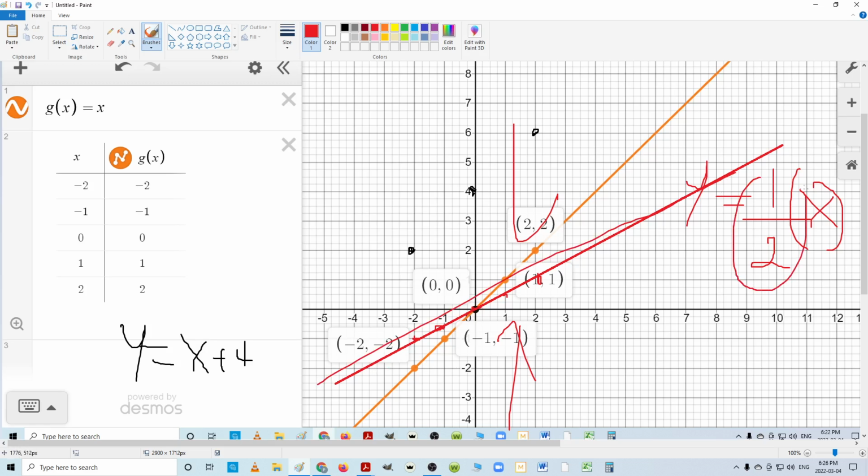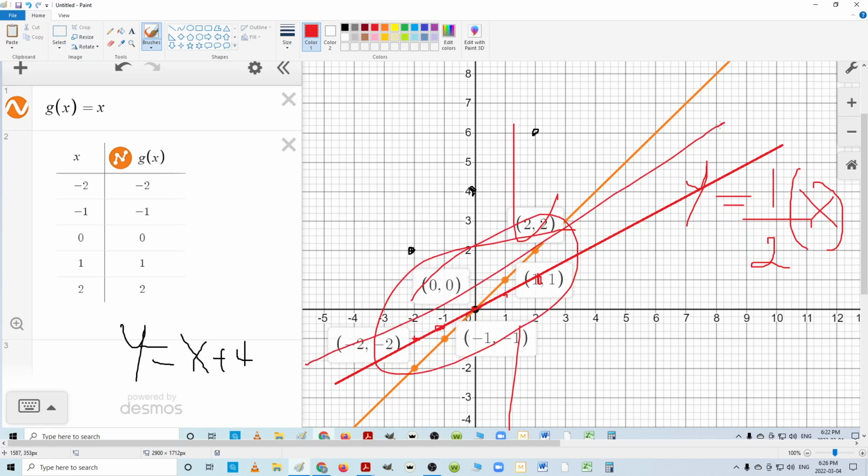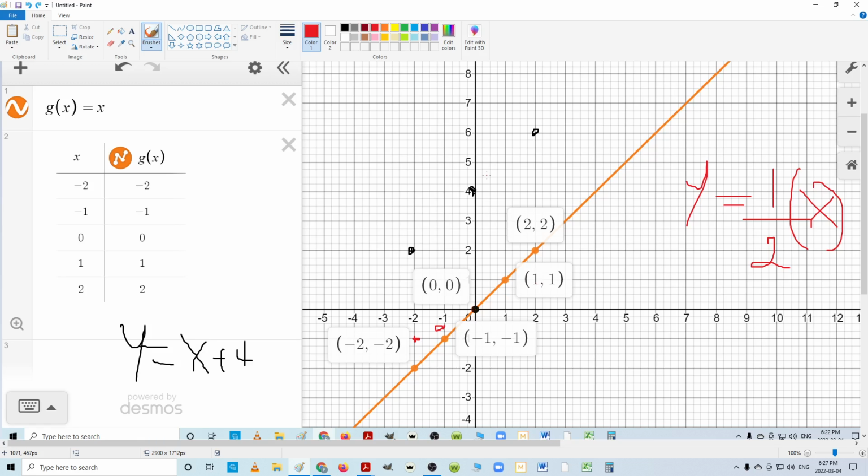This is called a vertical compression instead of a stretch. Compression by a factor of a half. But it also helped me plot it, and I could easily do it. Those are the 2 easiest things you're going to come across, y transformations.